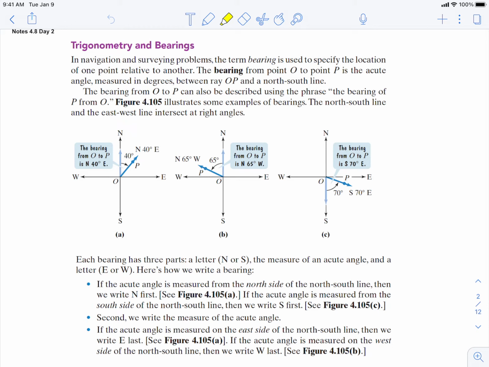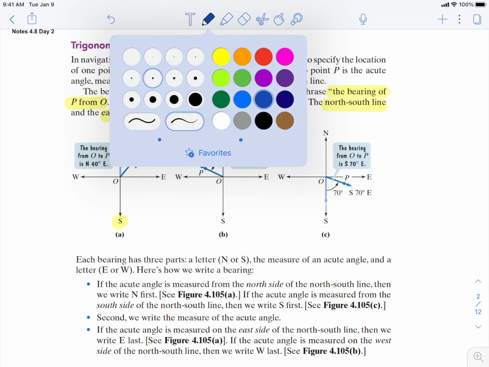When you read this, you always read from the north-south line. And how you say this first example is the bearing of P from O. And we talked about the north-south line. And then you have the east-west line that intersects at that right angle. So here's this first example.